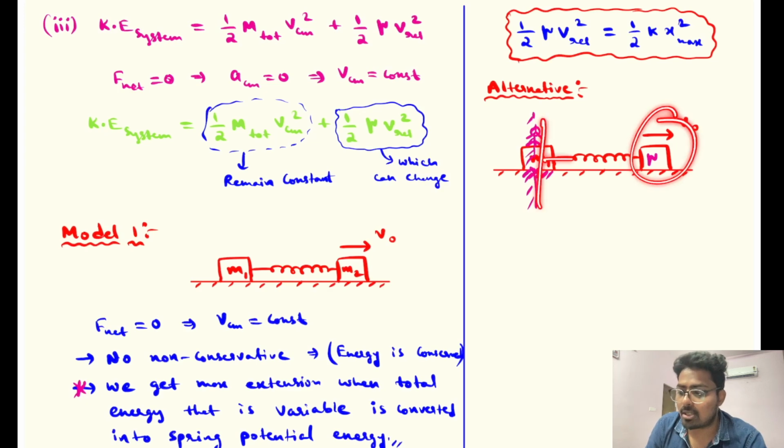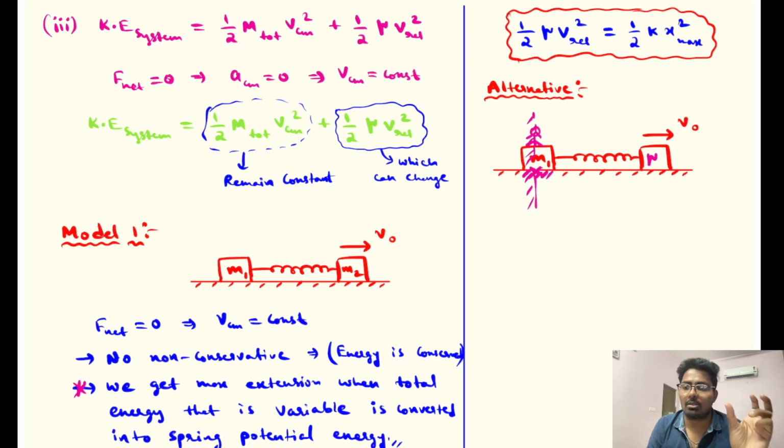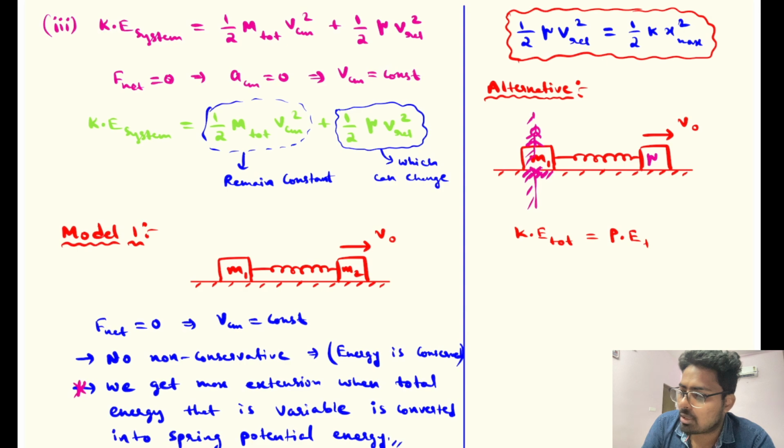Now it's converted into a single spring and single block. This block is not moving, so it's a very simple system. One block, one spring, and it's given some velocity v. You get maximum compression when the total kinetic energy is converted into total potential energy stored in the spring. Then you are going to get x max. Sir, what is the kinetic energy for this block?